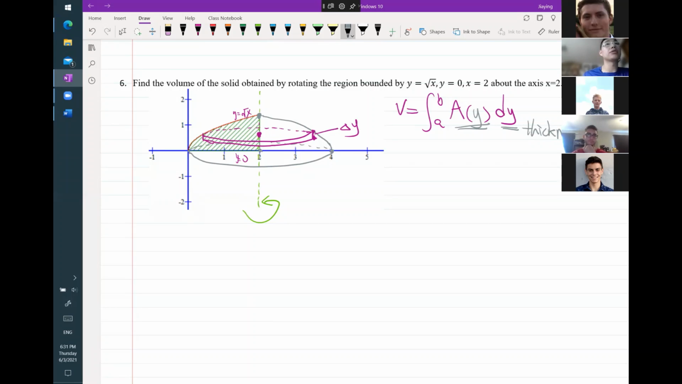Yeah, but I'm asking, how did we know we were going to use delta y in the first place? I'm kind of confused on that. You have to think about the slice, right? You want circular slices.